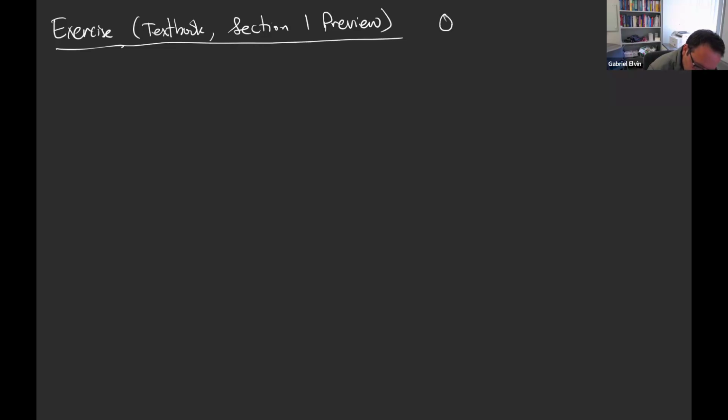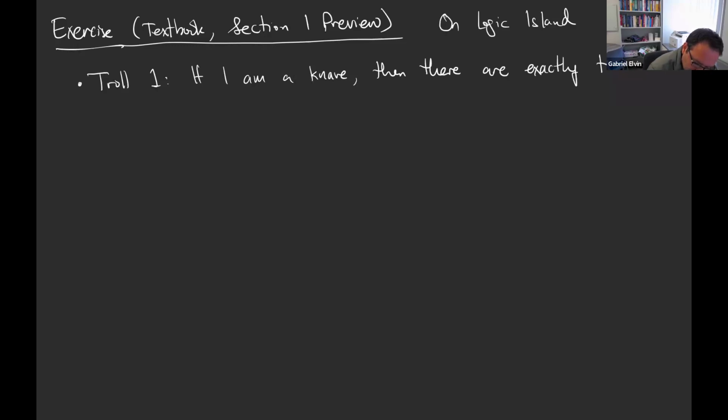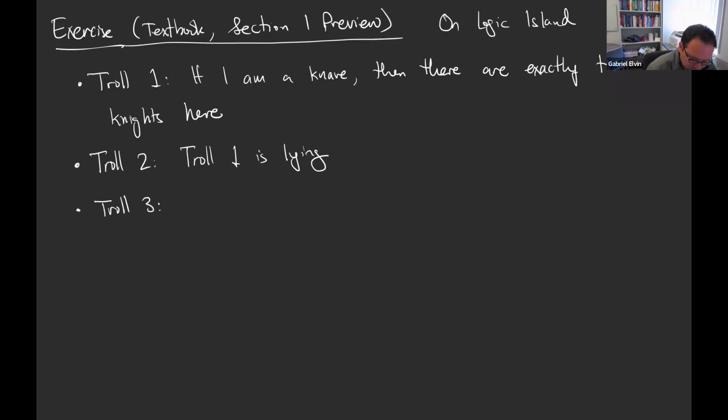Troll 1 says, if I am a knave, then there are exactly 2 knights here. Troll 2 says troll 1 is lying. And troll 3 says either we're all knaves or at least one of us is a knight.